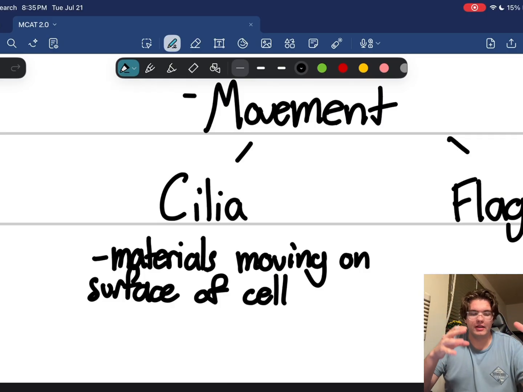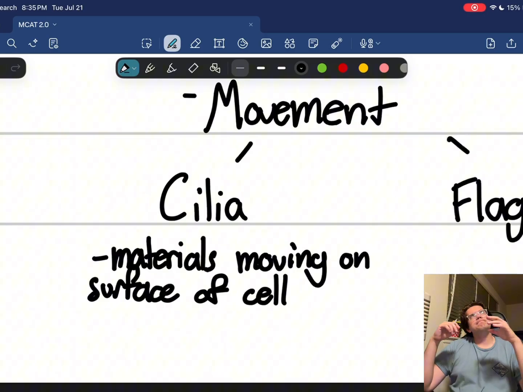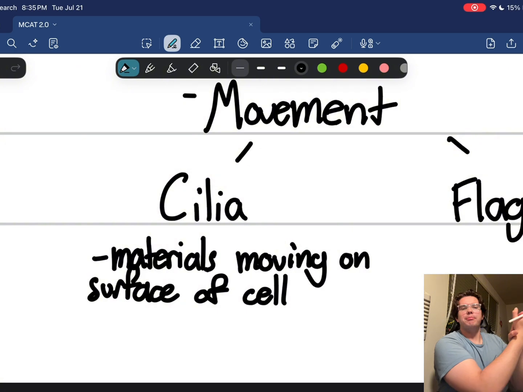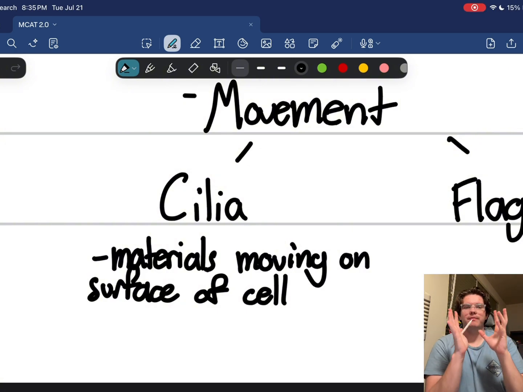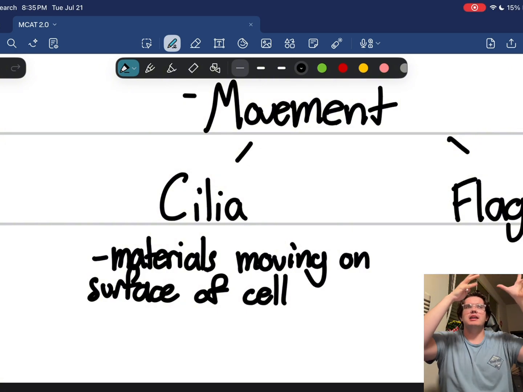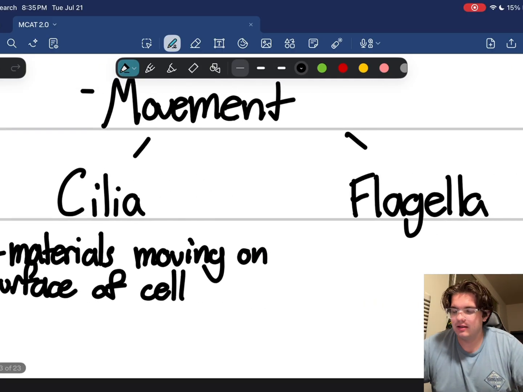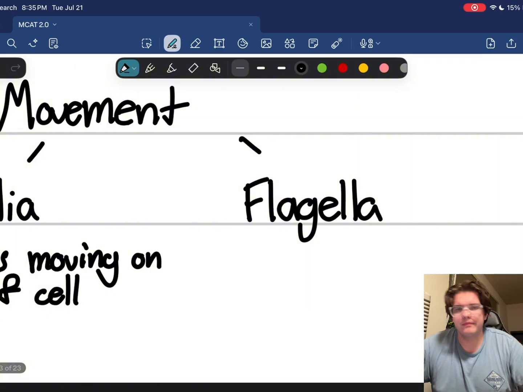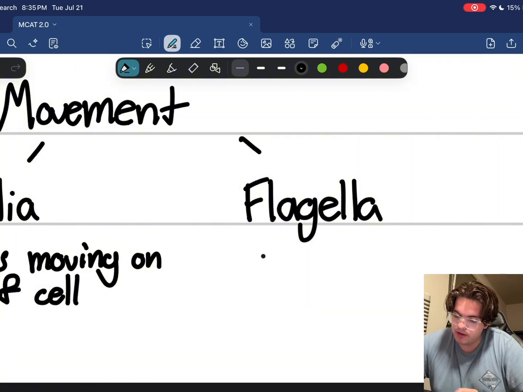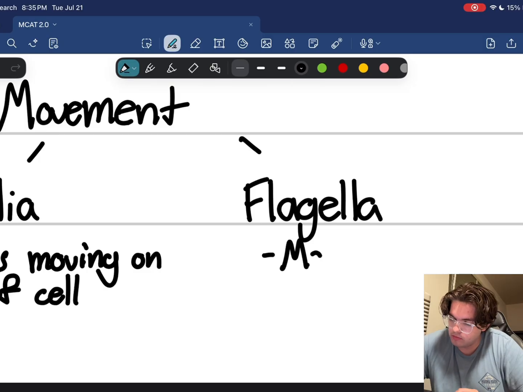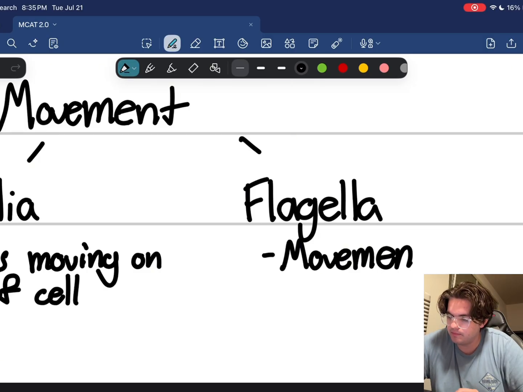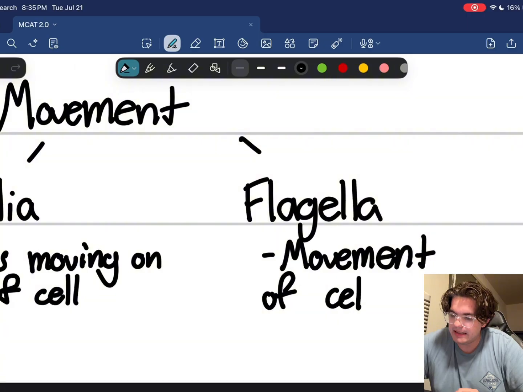So cilia is moving things around on the surface of the cell, kind of like, imagine, trying to think of a good example. Imagine you're bowling a bowling ball down a bowling lane, which is full of little long hairs that direct that bowling ball to a strike every single time. That's what a cilia is kind of like. It's not a good picture in your head, but just what it looks like. Okay, and flagella is going to be the movement of the cell itself. So a key difference between those.